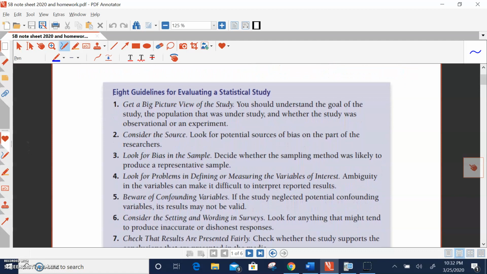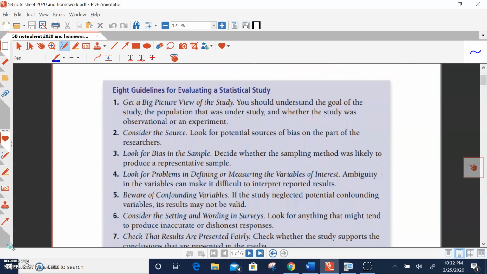So the first guideline to should you believe a statistical study is to get a big picture. So we should understand the goal of the study, the population that's under study, and whether the study was an observational or an experiment. So that's the big picture. The next guideline is to consider the source. You want to look for potential sources of bias on the part of the researchers. We'll see some situations where that could come in, but always consider the source.